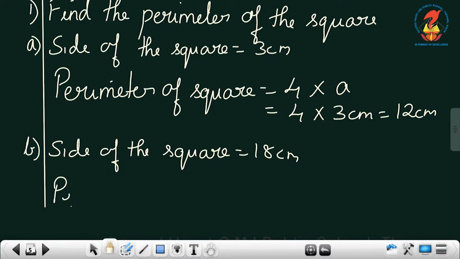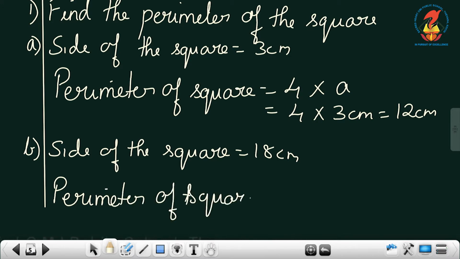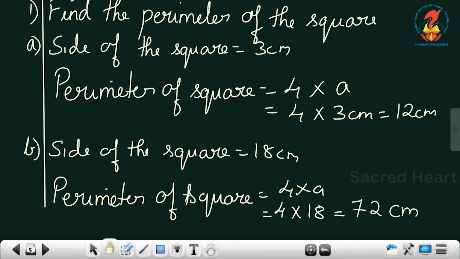Next one, side of the square is given 18 centimeters. So write perimeter of square. Perimeter of the square is equal to 4 into A. What is A? 18. So 4 into 18. Now, what is 4 into 18? 4 8s are 32. Carry 3. 4 1s are 4 plus 3 you get 7. You get 72 centimeter. Understood, children?